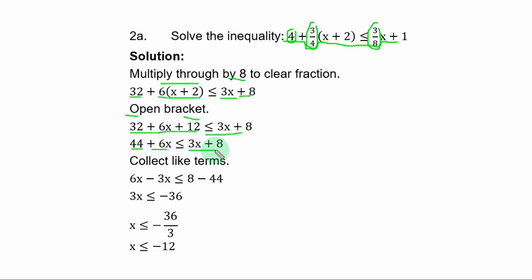Next thing is to collect like terms. Let us have 6s here. If you transfer this 3s, it becomes minus 3s, less than or equal to 8 remaining here. If you transfer plus 44, it becomes minus 44. So if you subtract, you have 3s less than or equal to 8 minus 44, which is minus 36. To get s, divide both sides by 3, and you have s less than or equal to minus 12.